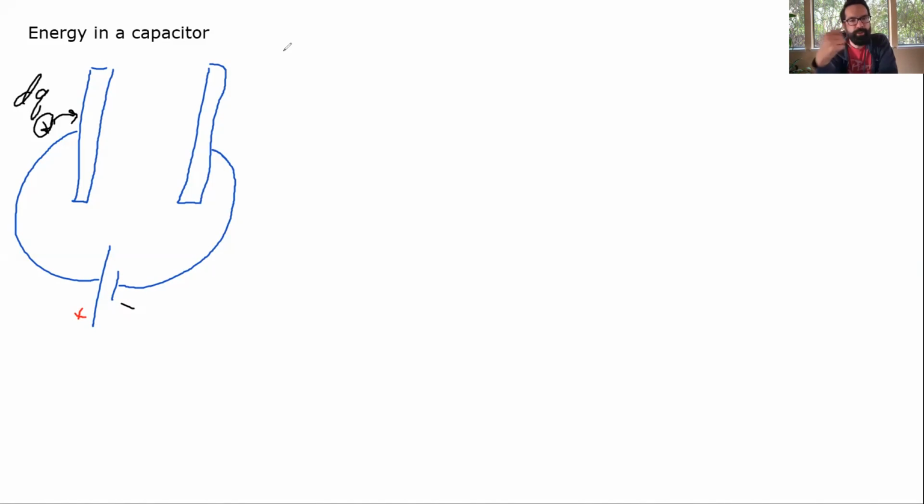Because eventually I'm going to put more and more charge, right? A capital Q would be my total charge. So this is not my total charge yet. This is just moving one little piece of charge into the capacitor. And for that one little piece of charge, I get a small amount of energy. All right, let me go back. dq times V, right?